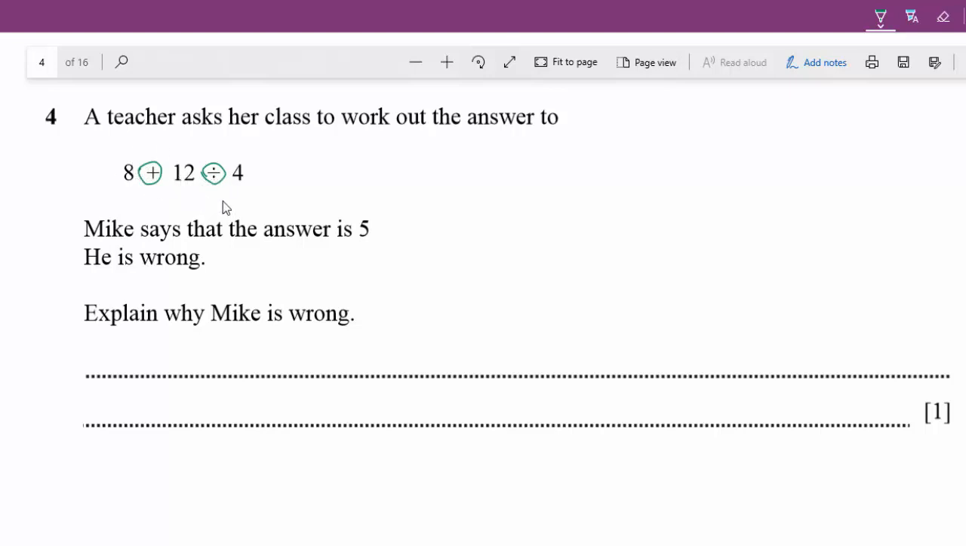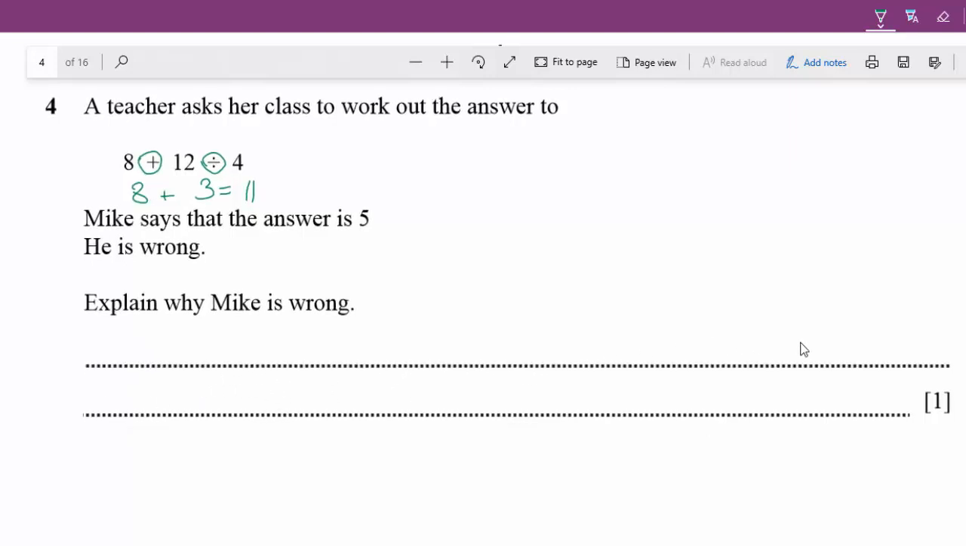Now, 12 divided by 4 is equal to 3. The addition stays with 8. 8 plus 3 is 11. The actual answer for this problem is 11. So Mike got 5, which means Mike is wrong. What's the mistake that he made? You can simply write he did the addition before the division, or he didn't follow the laws of arithmetic. That would be enough.